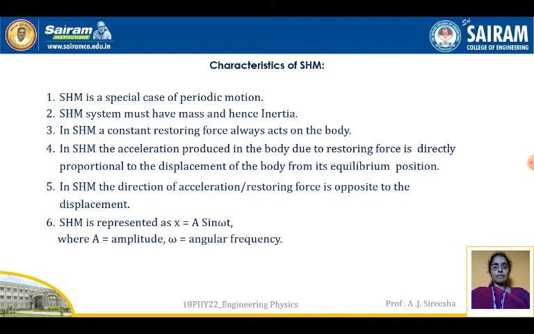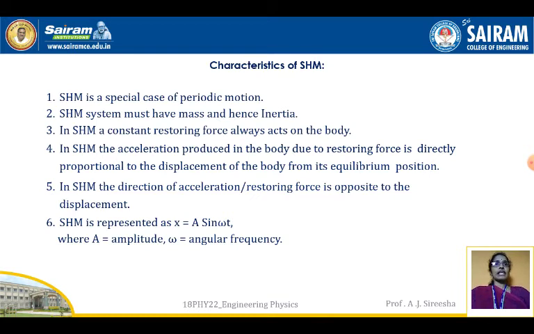Simple harmonic motion is represented by x is equal to a sine omega t, where x is the displacement, a is the amplitude, omega is the angular frequency, and t is any instant of time t. If you see the characteristics of simple harmonic motion, it is a periodic motion and it requires a bob, like oscillations in a simple pendulum. It requires a bob which is moving to and fro, with a force always acting on it, a restoring force. What is meant by a restoring force? A restoring force is a force that is developed in a system which opposes the external force.